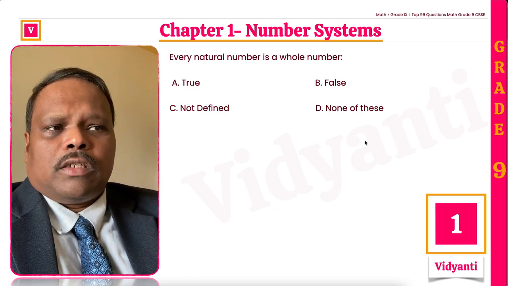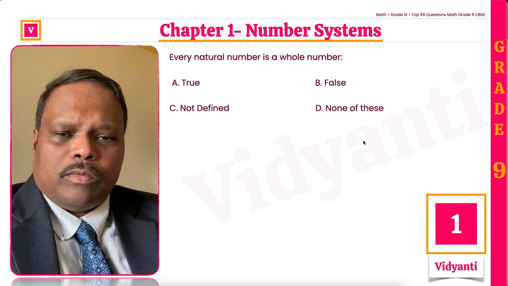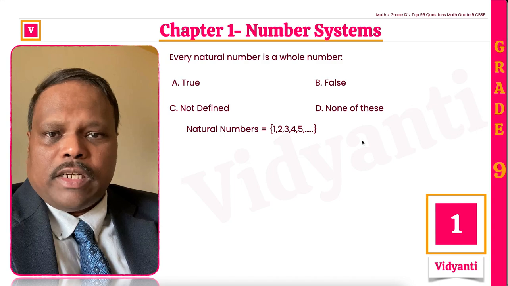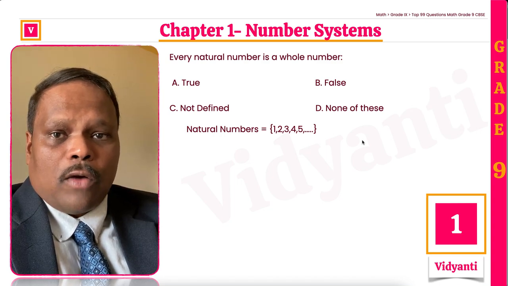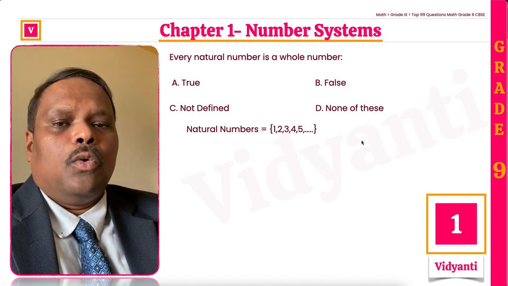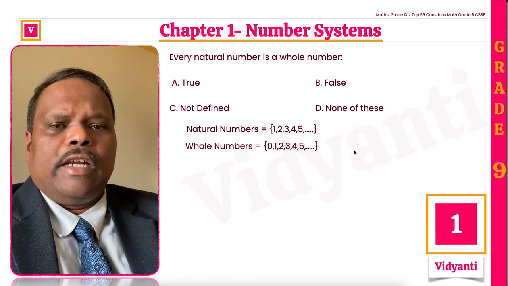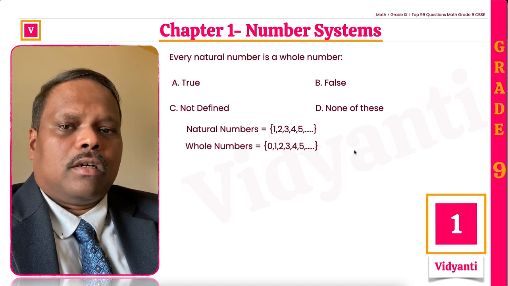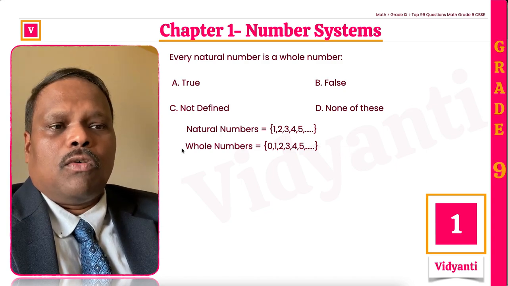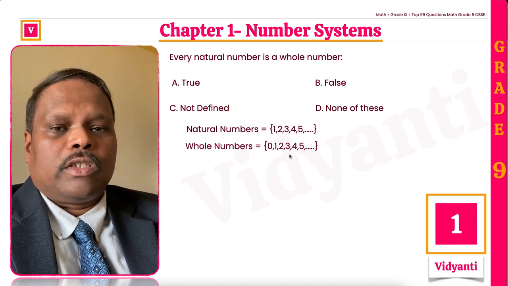Every natural number is a whole number, and you have to say whether it is true, false, sometimes true, not defined, or none of these. So let's quickly recap the number sets here. The first number set is natural numbers, which we use for counting: 1, 2, 3, 4, 5 and so on. It's an infinite set and it has only full numbers, no fractions. Later on 0 was invented, to indicate absence or lack of something, so we had to include 0. So whole numbers are natural numbers, everything included, plus 0 added on top.